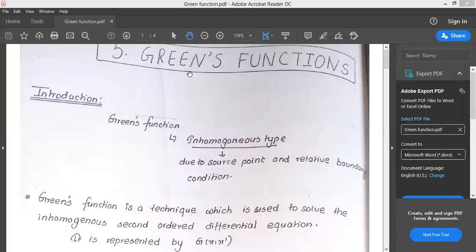ग्रीन फंक्शन. आज हम डिस्कस करेंगे about the Green function, importance of Green functions and the types of Green function. एक्चुअली ग्रीन फंक्शन क्या होता है, इसका एप्लीकेशन क्या है, इसका इम्पोर्टेंस क्या है, ग्रीन फंक्शन कितने टाइप का है, उसको आज हम डिटेल डिस्कशन करेंगे.